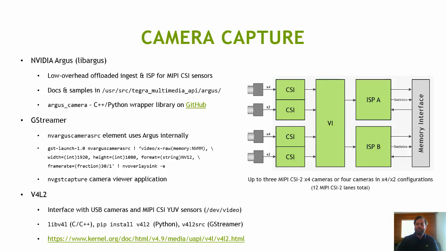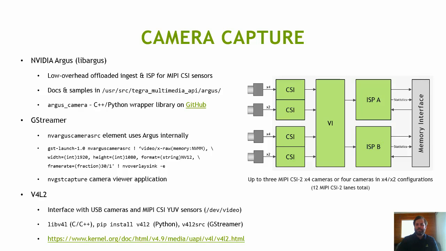Here's an example pipeline that you can launch from the command line that uses our NV-Argus camera source GStreamer element, which does camera capture with libargus. With GStreamer, you can patch together a lot of different pipelines for compressing the video and recording to disk, or compressing and streaming out to a remote host via RTP or RTSP, and lots of different things. There's also a test camera viewer called NVGST Capture, included with Jetpack, that's good to use once you plug in your MIPI camera to verify that it's working okay.